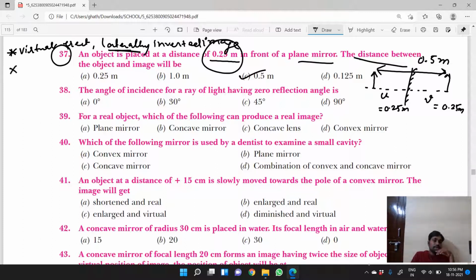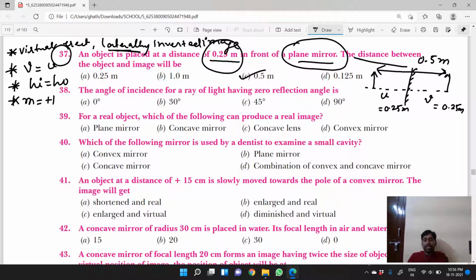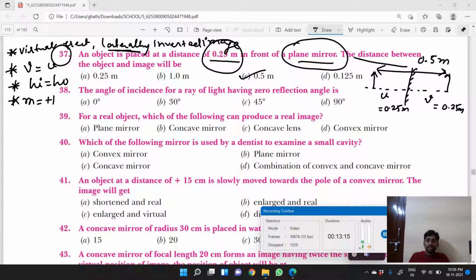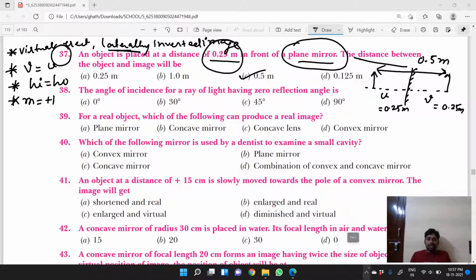Second point, image distance is always equal to object distance. Third point, height of image is always equal to height of object. Next point, the magnification produced by the plane mirror is always plus 1. These are the points you have to remember whenever a plane mirror comes up. When the word plane mirror comes to your mind, recall all these points, and then you get a clear idea of the concept.